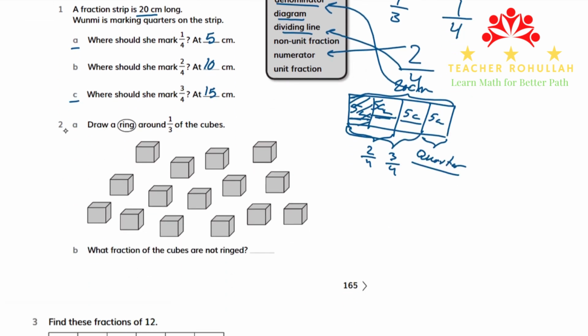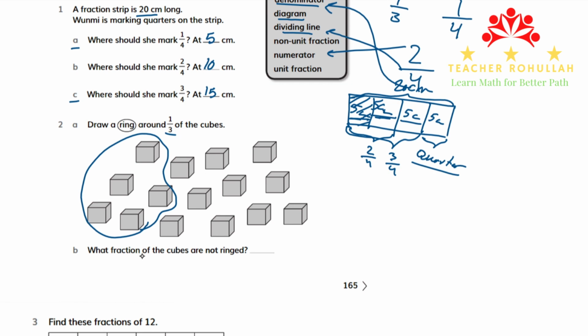Question 2 has 2 parts. Part A says, draw a ring around 1/3 of the cubes. To find 1/3 of the cubes, we have to find how many cubes there are so that we can equally divide them into 3 groups. So 1, 2, 3, 4, 5, 6, 7, 8, 9, 10, 11, 12, 13, 14, 15. Because there are 15 cubes, 1/3 of the 15 cubes will be 5 cubes here. So if we draw a ring, this can be 1/3 of the cubes.